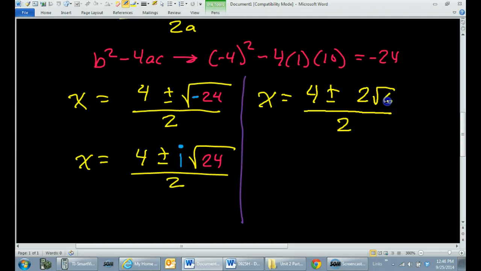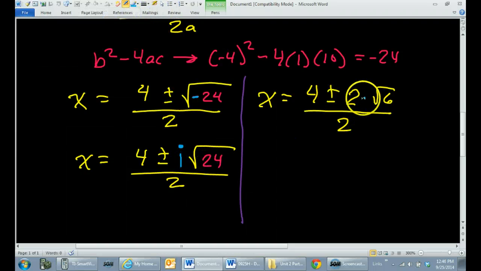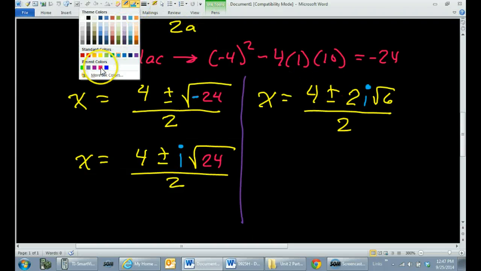Okay, so I've got 2 radical 6. Now remember the i, I should leave space for it. So I've got my 2 radical 6, but this i just goes in the middle like that. Now we can simplify this.